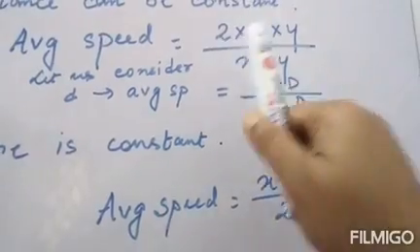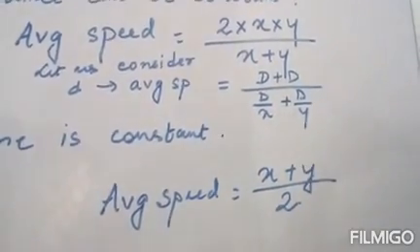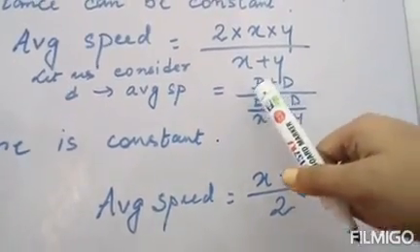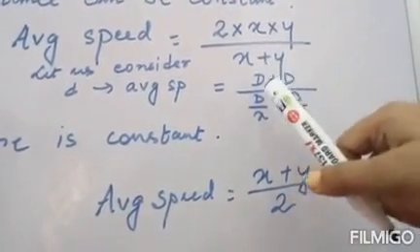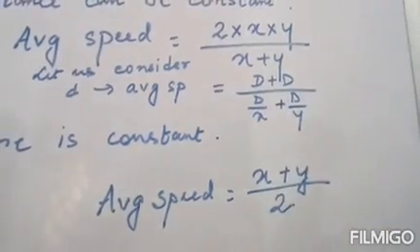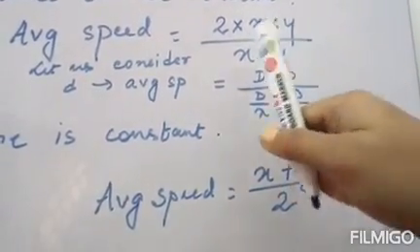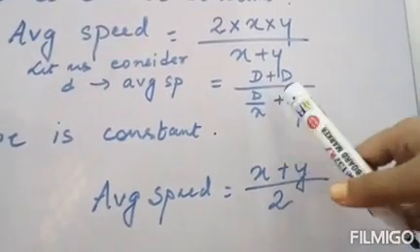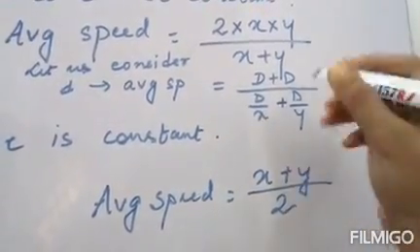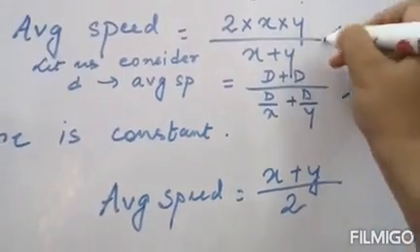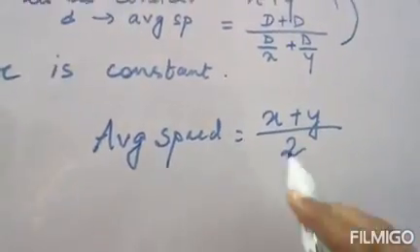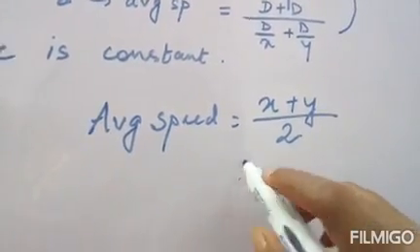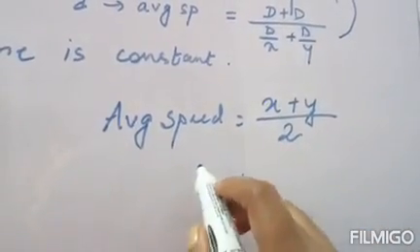Why d plus d? Because the first distance is also d. Suppose it is 4 kilometers, it will be 4 kilometers again afterwards also. And what is d by x? Distance by speed gives you time. We know that average speed means total distance by total time taken, so d by x plus d by y. From here if we solve, we will get this. And here also, why is this the same? Because the time is constant.